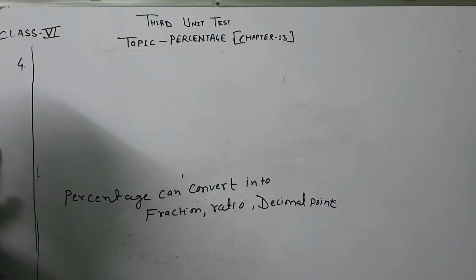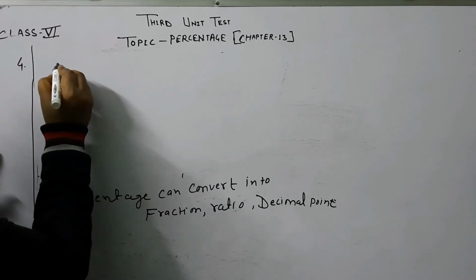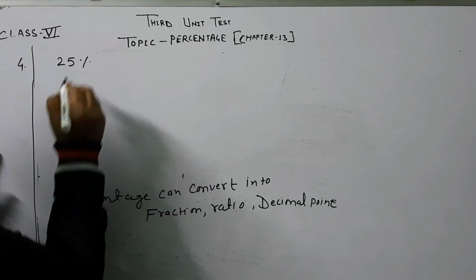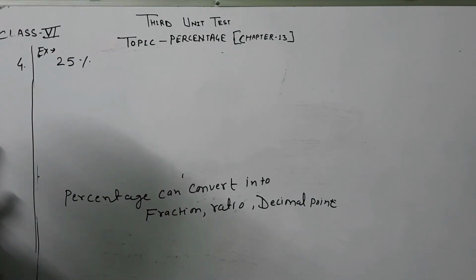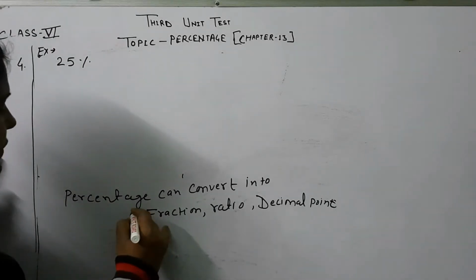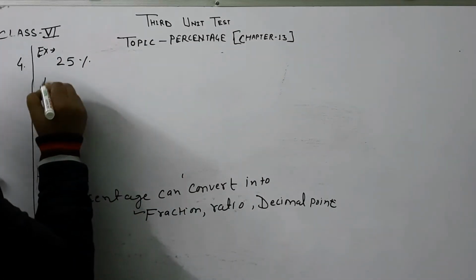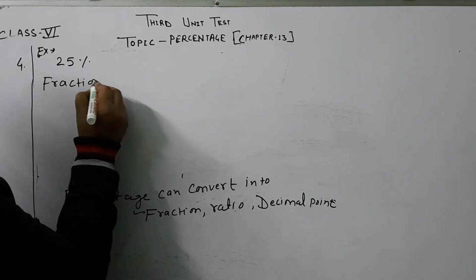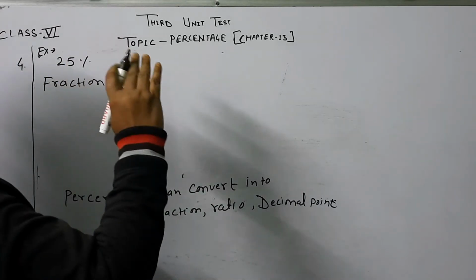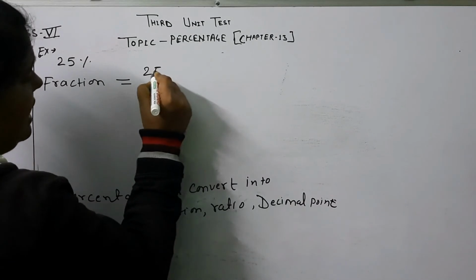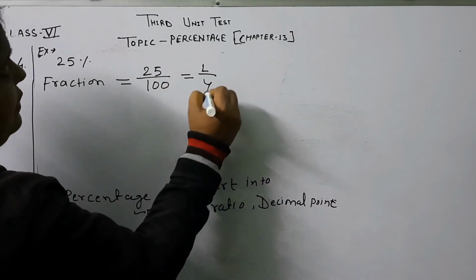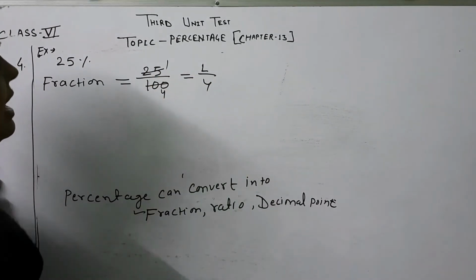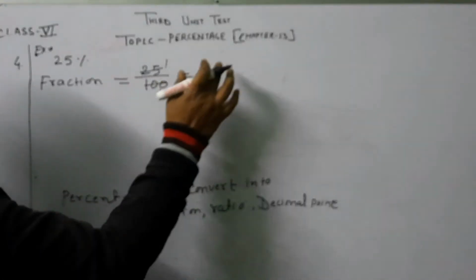Okay, now we are taking the example. Suppose this one is 25%. Through the example I explain to you how percentage can convert into fraction, ratio, decimal point. So first is fraction. 25% in fraction form, how will we write? Percent means per 100. That means the fraction is 25 by 100. You can reduce this number and write 1 by 4. 25 ones are 25, 25 fours are 100. So in fraction form it is 1 by 4.